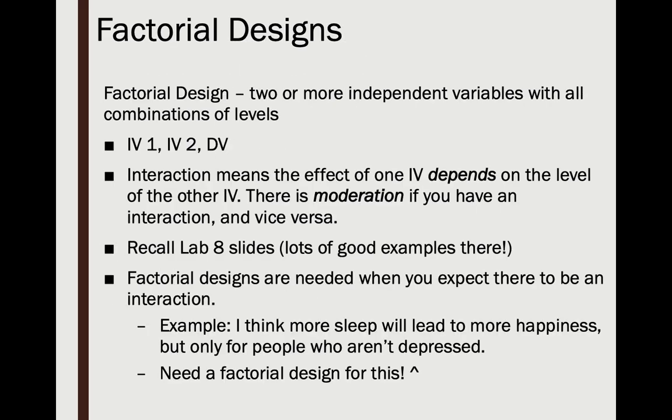So, factorial designs. A factorial design is 2 or more independent variables with all combinations of levels. So, for example, if we just had 2 independent variables, it would be IV1, IV2, and our dependent variable. An interaction means that the effect of one independent variable depends on the level of another independent variable. There's moderation if you have an interaction and vice versa. So there is interaction if you have moderation, there's moderation if you have an interaction. That's what I meant by that.